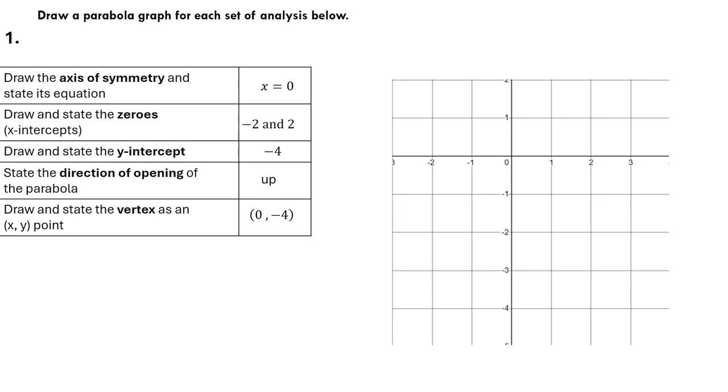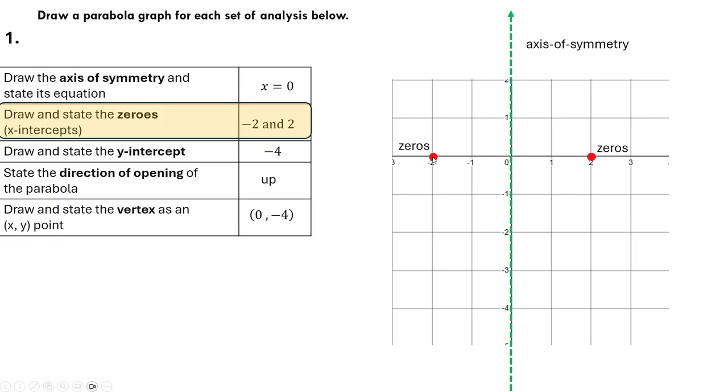With these questions, we're given the information here and then asked to plot the points here. So first of all, we're told that the axis of symmetry is 0. So we're going to draw our axis of symmetry line right here. Next, we're told that our x-intercepts can be found at the points -2 and 2. So we'll plot these points right here.